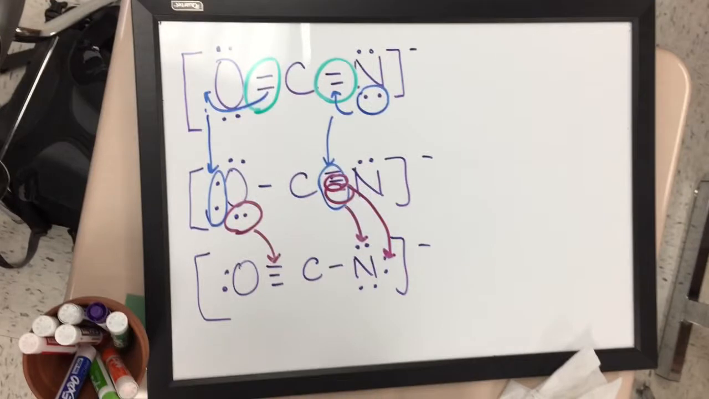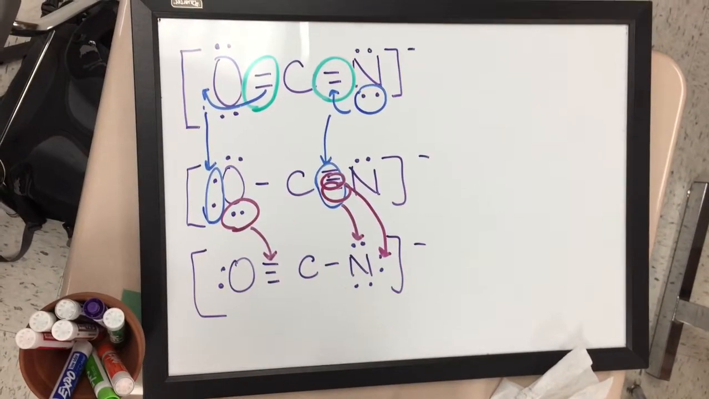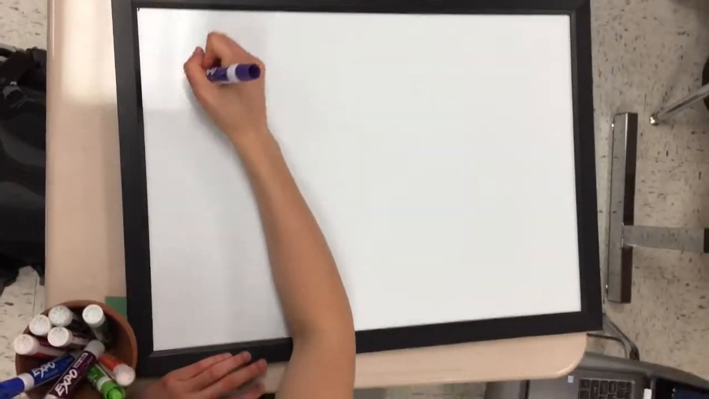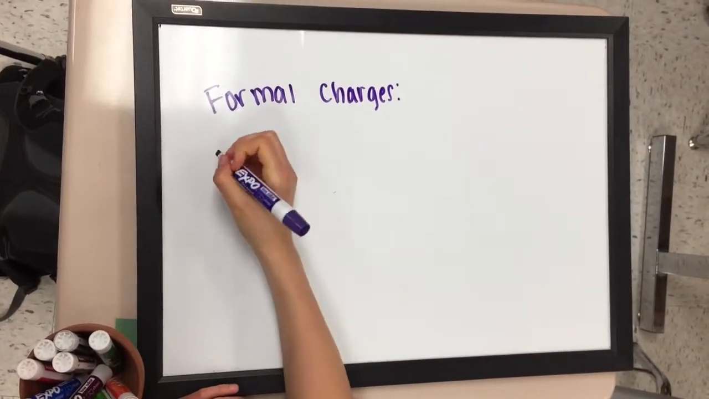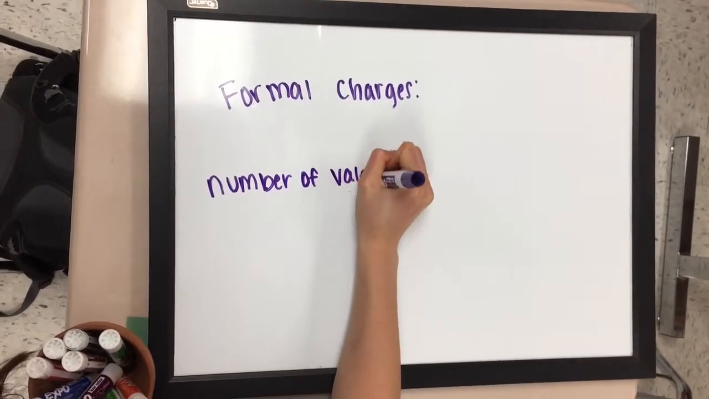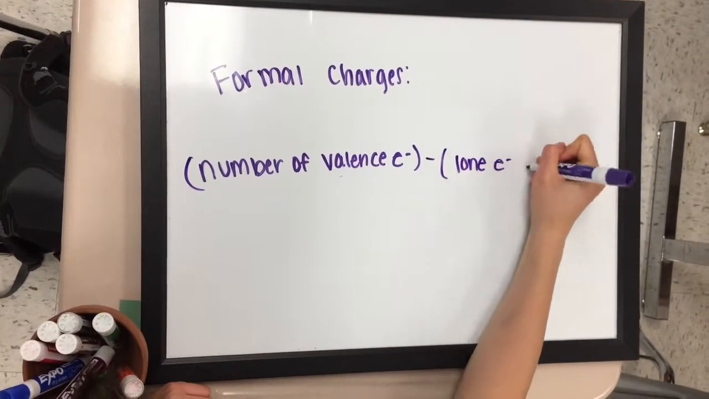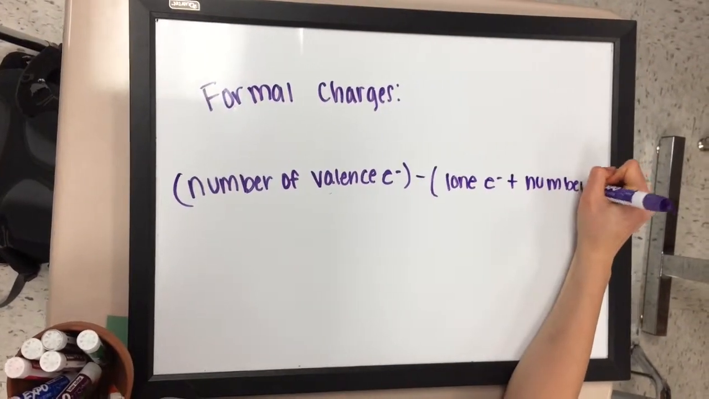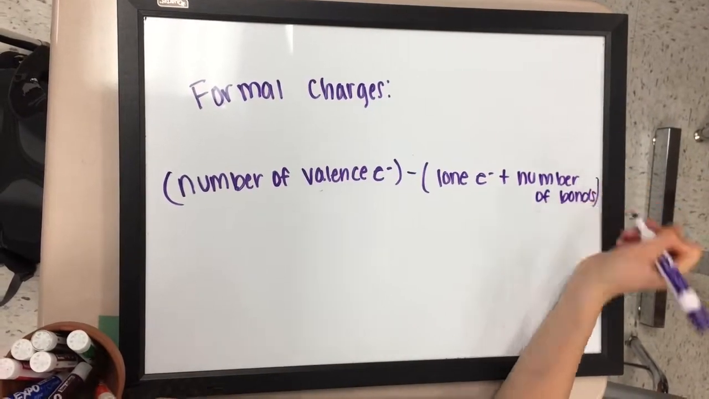So how do we decide which resonance structure is the best for the ion cyanate? Formal charges! Formal charges are used to determine which combination of bonds is best for an atom. The formal charge of an atom is found by subtracting the number of lone pair electrons plus the number of bonds to the atom from the number of valence electrons in the neutral version of the atom. Let's take a look at how formal charges are calculated and applied.